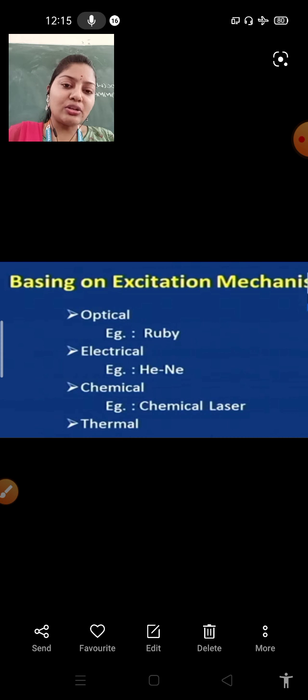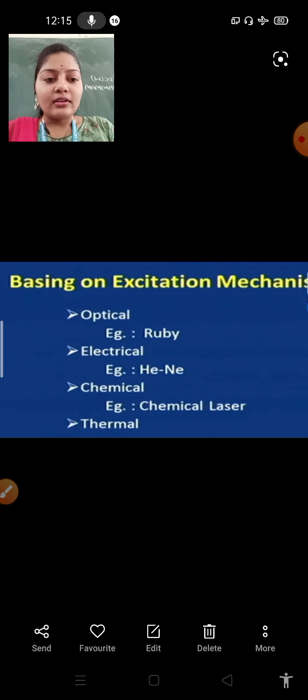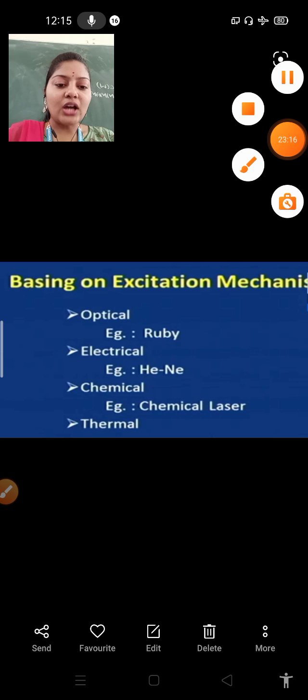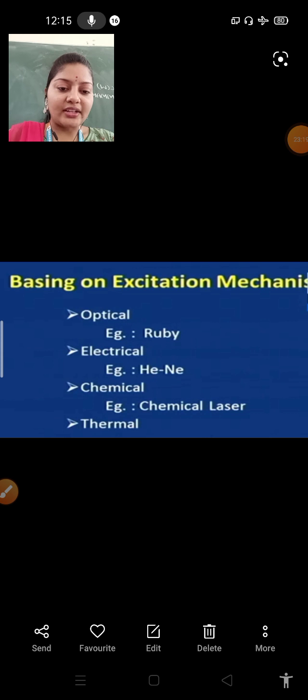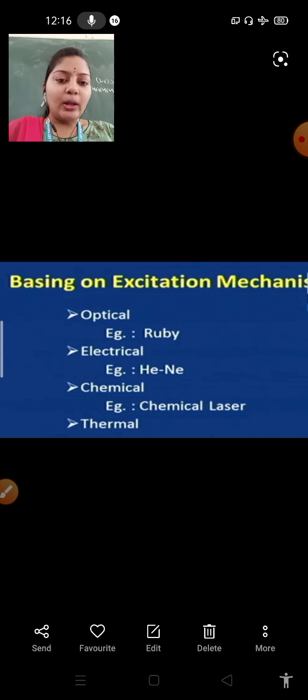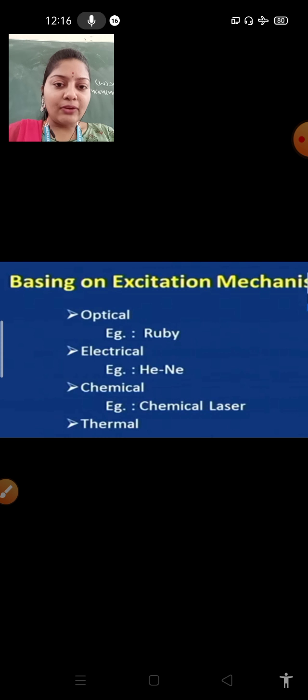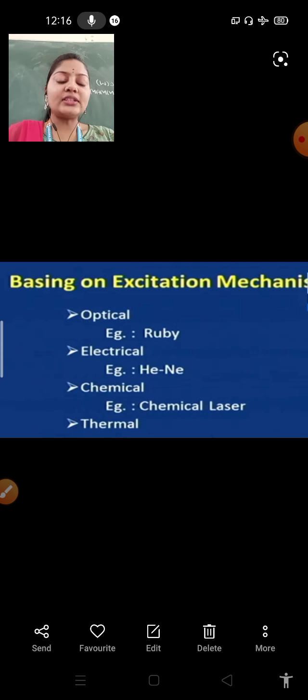Now coming to the excitation mechanism. Basing on the excitation mechanism also, we can classify the lasers. Basing on the optical excitation mechanism, the example is optical pumping. We use optical pumping in the ruby laser. Now coming to electrical discharge pumping: this process is involved in the helium neon laser. Chemical pumping is involved in the chemical laser. Next, thermal pumping. Like this we can classify the lasers by using the excitation mechanism.